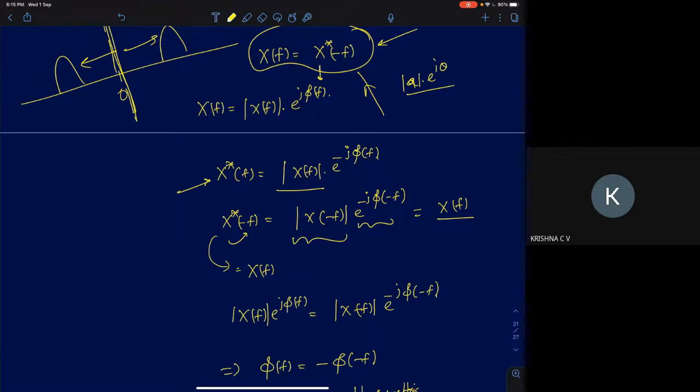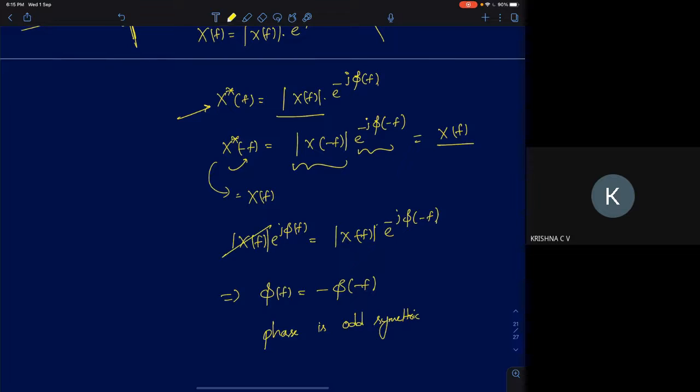So equating the two, we already saw the magnitude of the Fourier transform is an even function in f, so it will cancel out and you get the simple condition that phi of f, the phase of the Fourier transform, is equal to minus phi of minus f. Therefore, phase is an odd function. Magnitude is an even function, phase is an odd function.